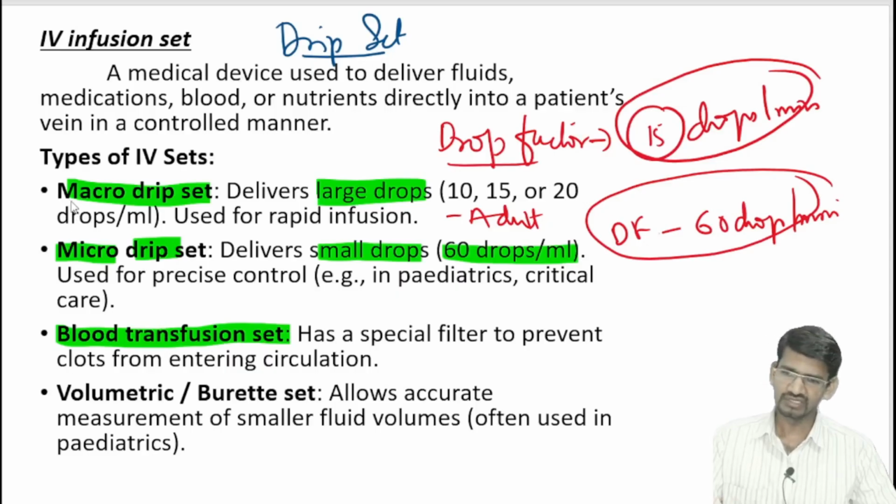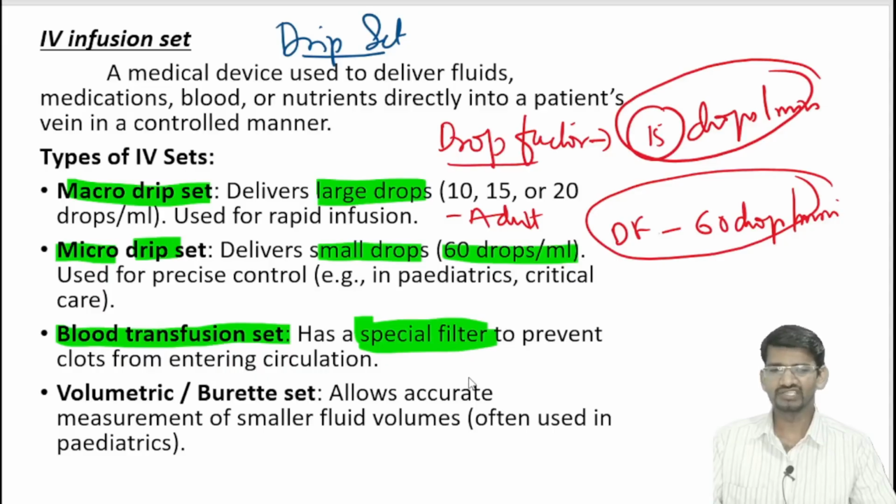This also looks similar to the drip set, but the change is the presence of the filter. It has a special filter which filters any unwanted substances in the blood, and very pure blood is administered to the patient using this blood transfusion set. Clots and all will be removed using this filter.